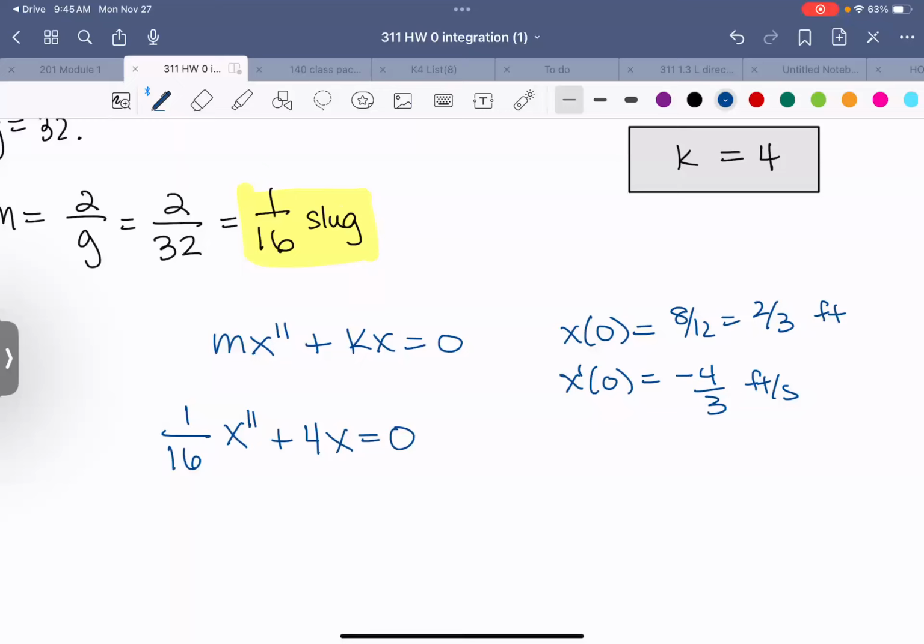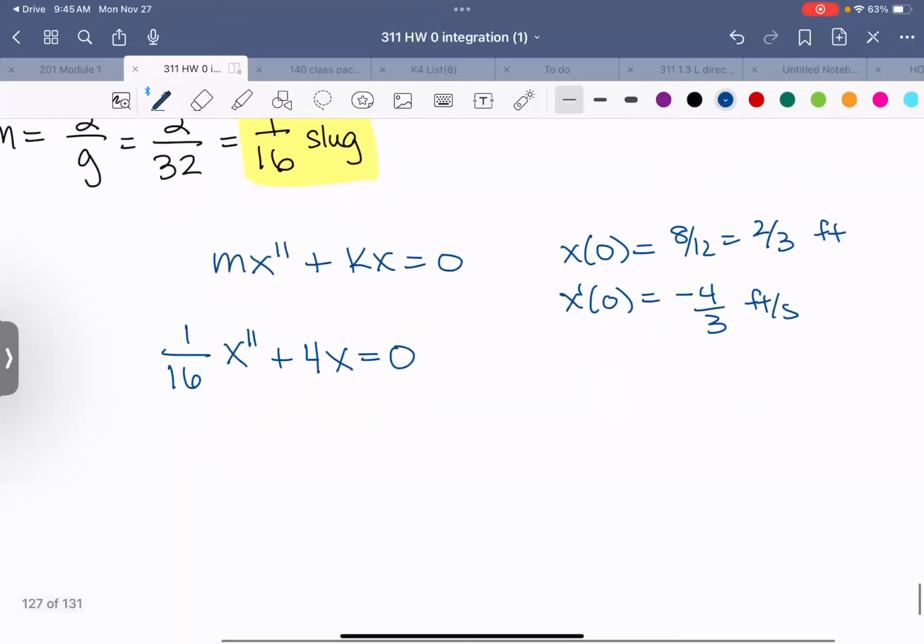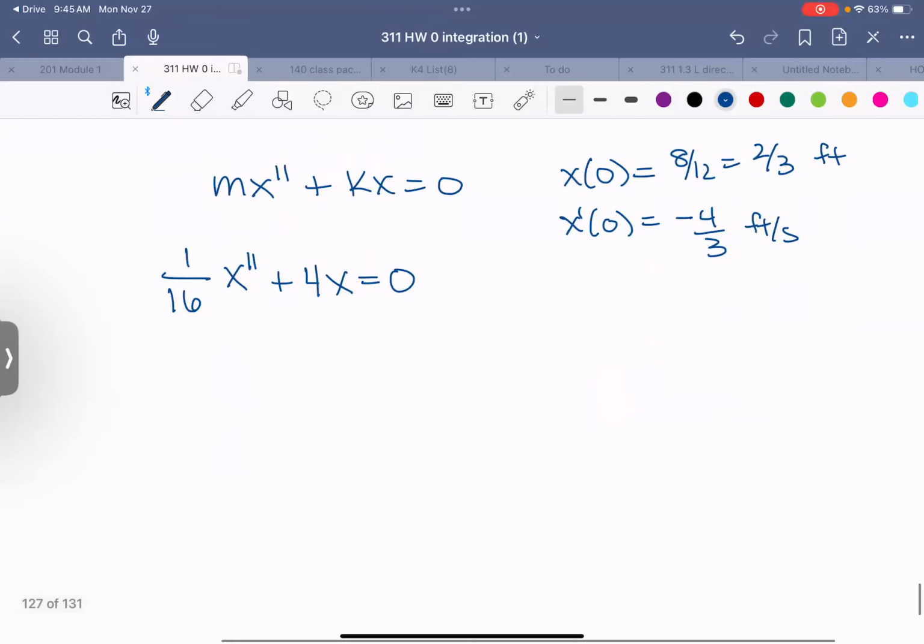And then these are our two initial conditions there on the right. So once it's all in here, this is just a problem from section 4.2. First thing I'm going to do is clear out the 16. If you multiply everything by 16, you get x double prime plus 64x equals 0. And now this is actually section 4.3, because we know we're going to get imaginary solutions, right? So this is going to give you n squared plus 64 equals 0.